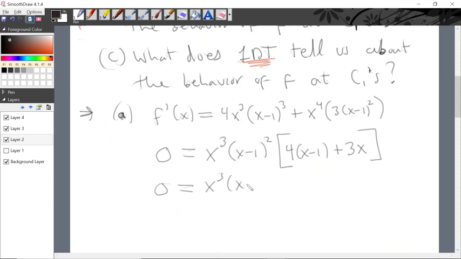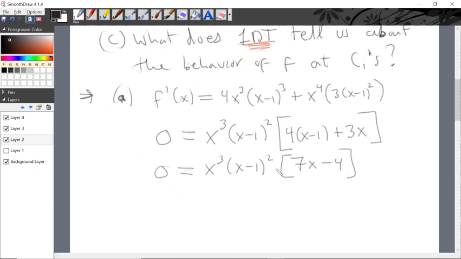So we have x cubed, (x minus 1) squared, times what? 4x plus 3x is equal to 7x, and then minus 4. Now we can find our critical numbers by solving this. We have x is equal to 0. We have x is equal to 1. And we have x is equal to 4/7. Those are the values of C1 then, this set of values right here.